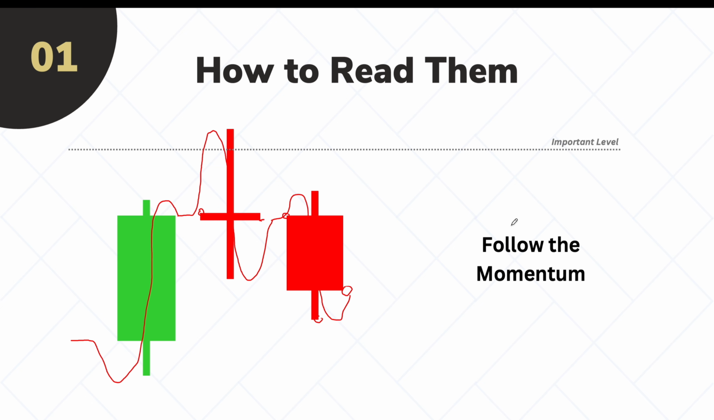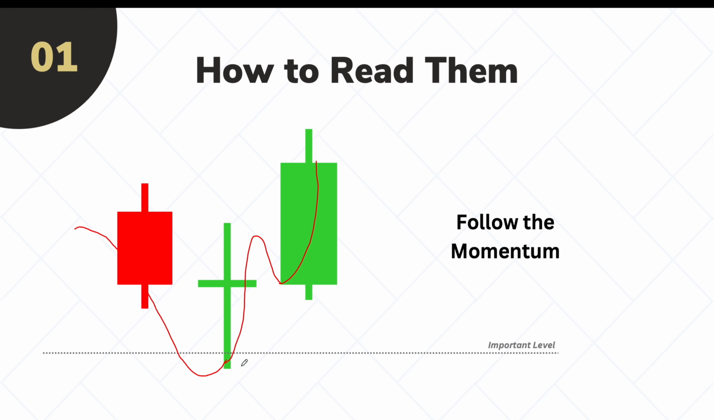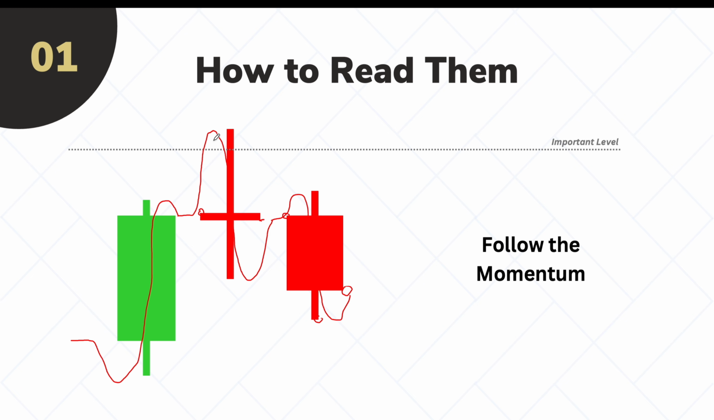And again, follow the momentum. So here, we reach an important level. We fail to close under it. The close of the candle is right here. So then you can expect higher prices. Vice versa, reach an important level. We fail to close above it. And then you can expect lower prices.